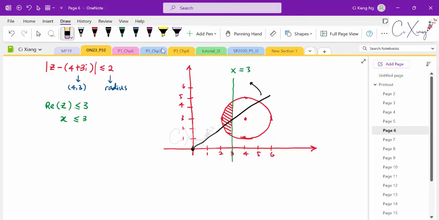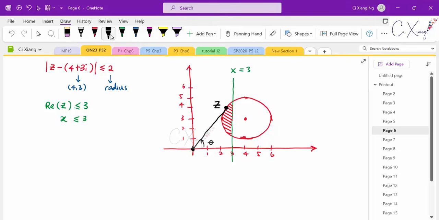So if you move this line up using your ruler, but your point is fixed at 0, 0, by right you will have the last point that touches the circle somewhere here. I label this as Z. And this will be the argument that I want to find. I will label it as theta.